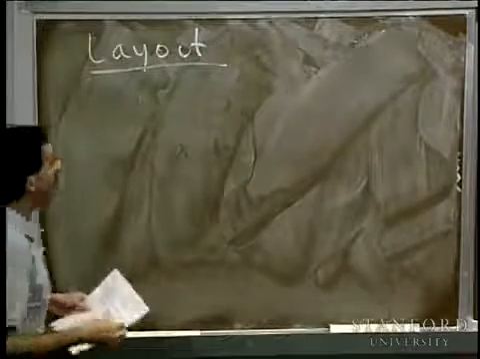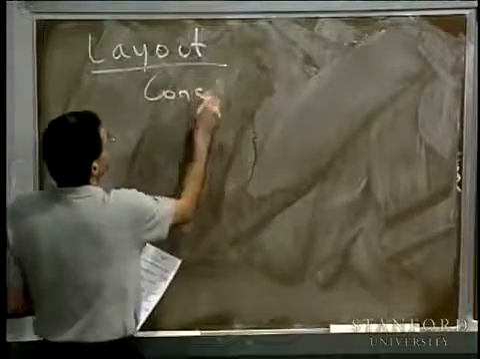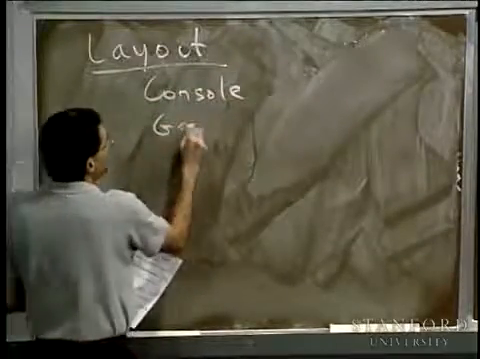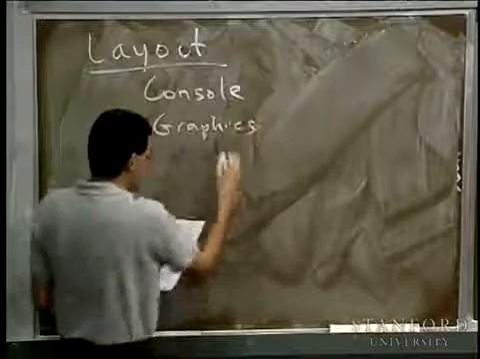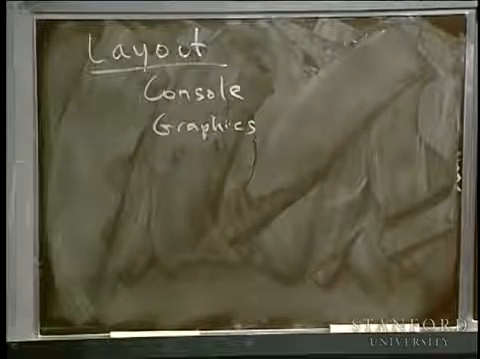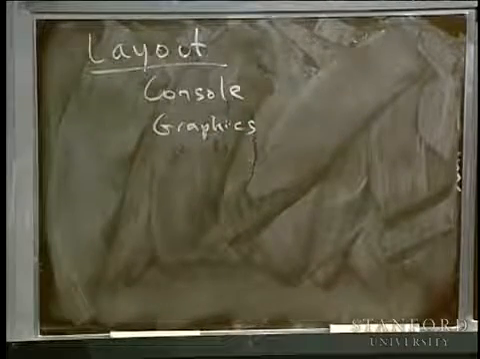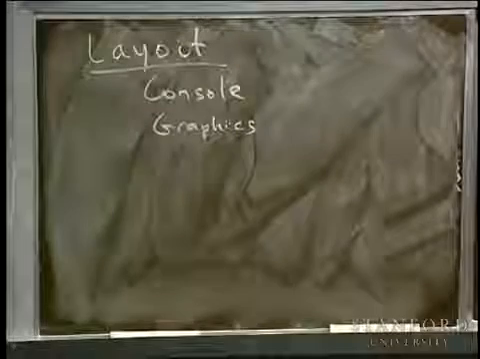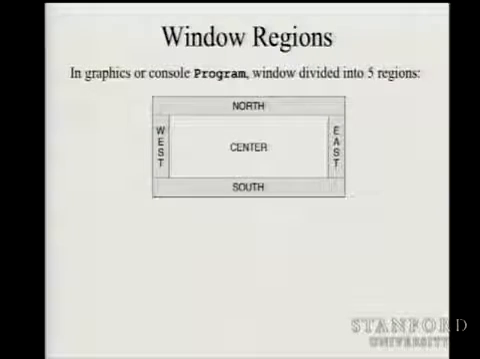Now, it turns out when you used your friend the console program or your friend the graphics program, what you got was a layout called the border layout. As a matter of fact, you already saw the border layout last time. It looked like this. You had some center region, and you had north, south, east, and west borders, which is why this is called a border layout.